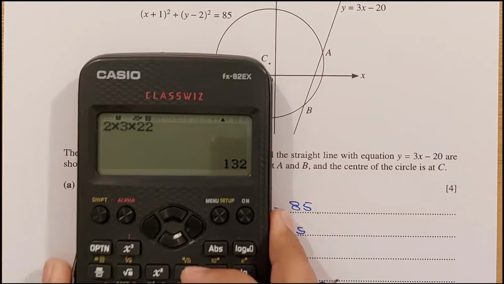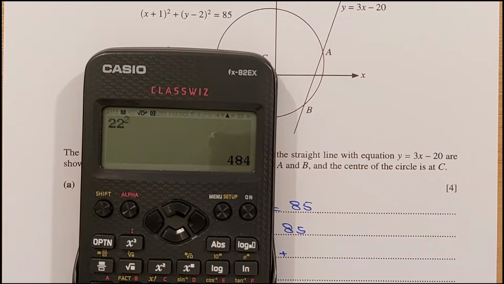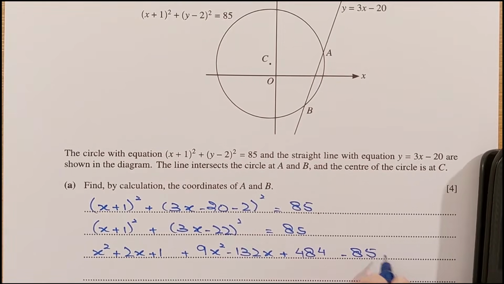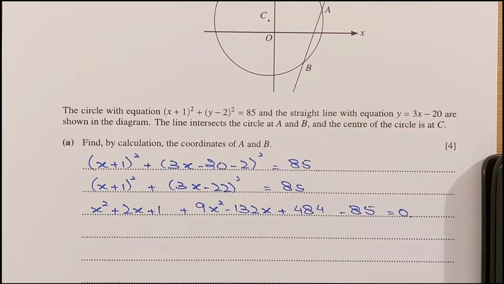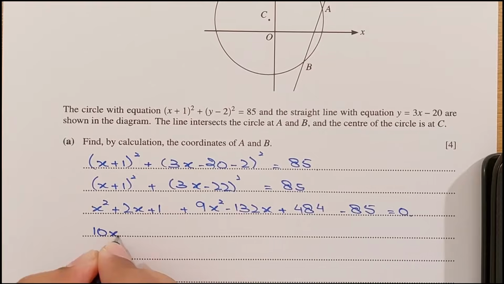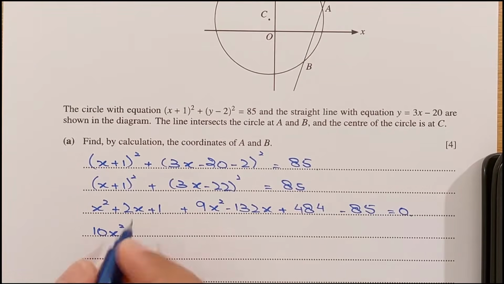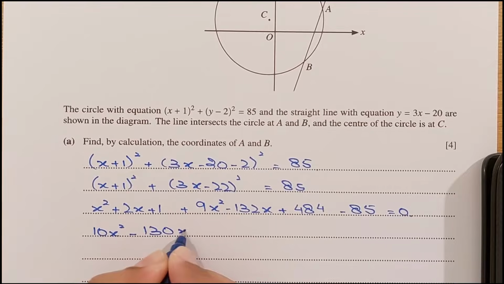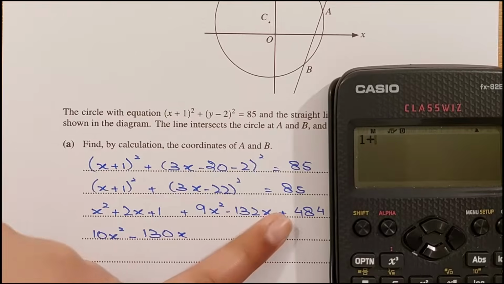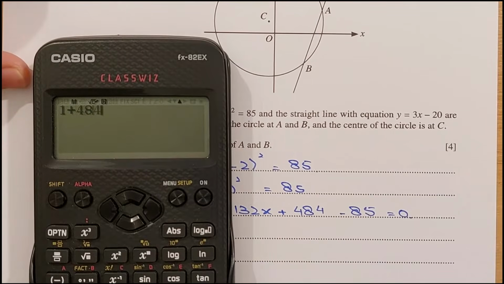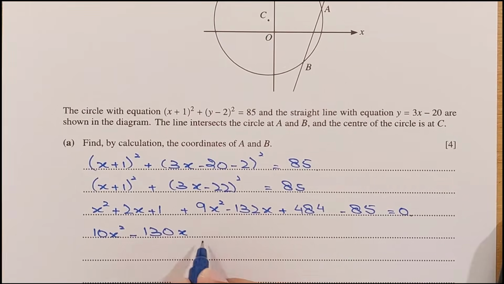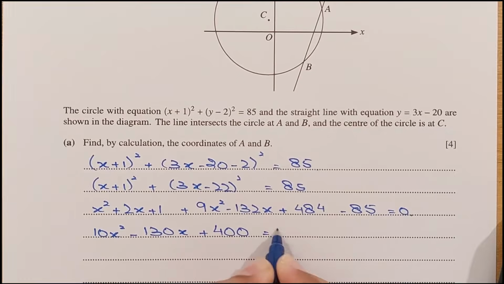x plus 22 square is 484 and minus 85. This is equals to 0, right? Now in the next step, let me combine the terms. x square and 9x square is 10x square. x terms are 2 and minus 132, so minus 130x. And let me solve the constant terms. So we have 1 plus 484 and minus 85. This is 400 plus 400 equals to 0, right?